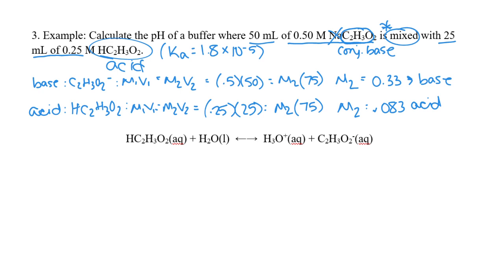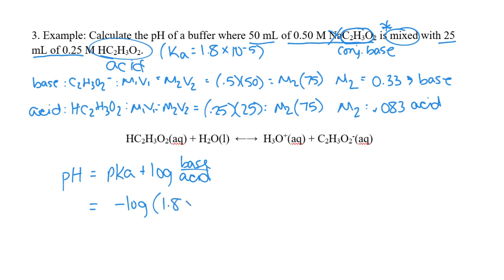Okay, so now I'm going to plug this into my buffer equation to calculate the pH. So pH equals pKa plus the log of, and I'm just going to remember it this way, base over acid, whether it's conjugate or regular. So pKa, that's the negative log of Ka. Since they gave me the Ka value, I don't have to calculate it separately like I did with the last one because it was given. Because it's an acidic buffer, plus the log of, and then the base is 0.33, and my acid is 0.083.